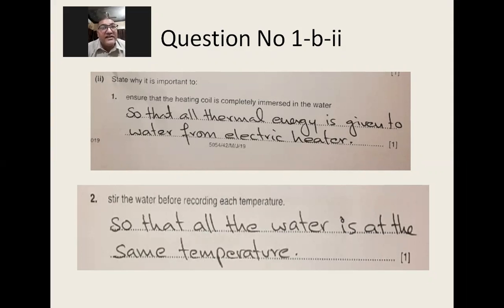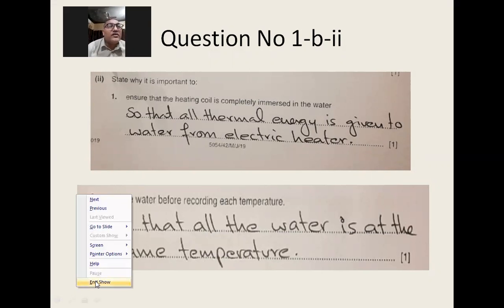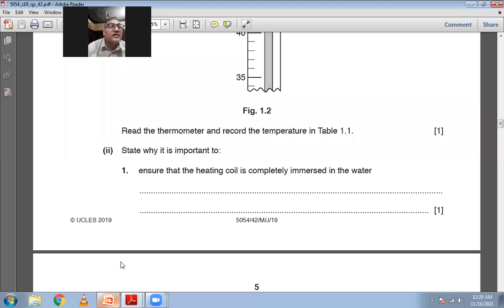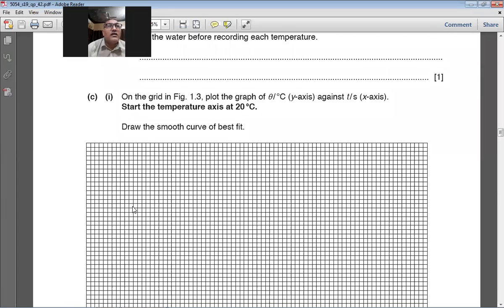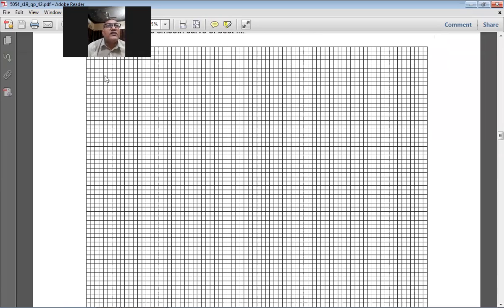Second part is, he says, state why it is important to stir the water before recording each temperature, so that all the water is at the same temperature. We stir it so that the heat is uniform throughout the water, the temperature has uniform temperature throughout the body of the water. So the next question is, so we are done with this.